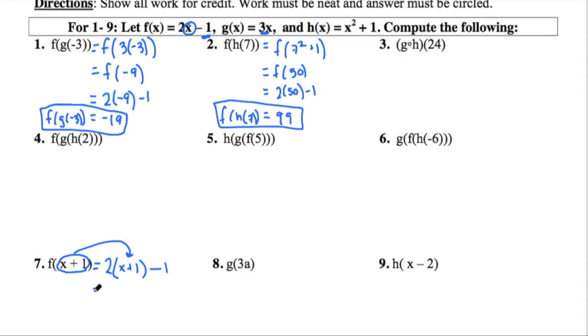Okay, so this is going to tell us we need to distribute. So 2 times x plus 2 minus 1. Oops. Minus 1. So f of x plus 1 is equal to 2x plus just 1 once we combine those like terms. Okay, so now that you've seen those examples, you should be able to try all the rest of the problems on composite functions.